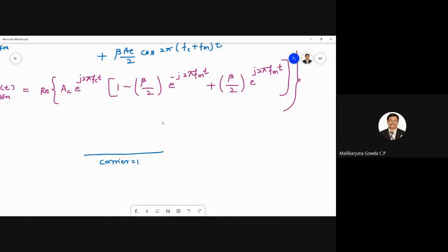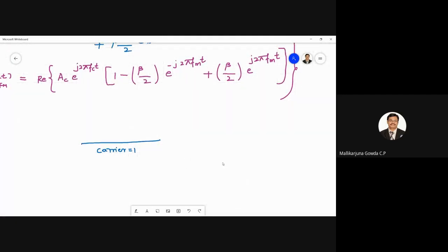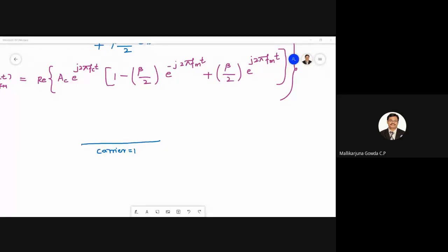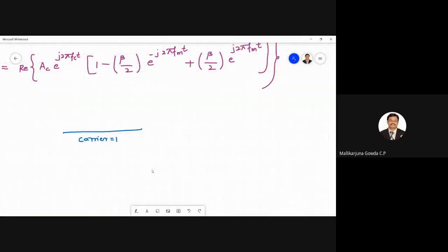Now you can draw the spectrum for this, that is the phasor diagram, no? Will you be able to draw in the same way? Yes, sir. After every step, if I keep writing, then what will you people understand? Just quickly, I will take 2 minutes to complete this.